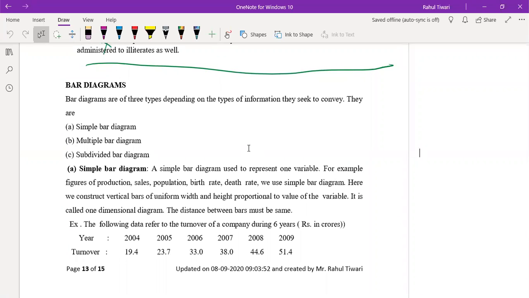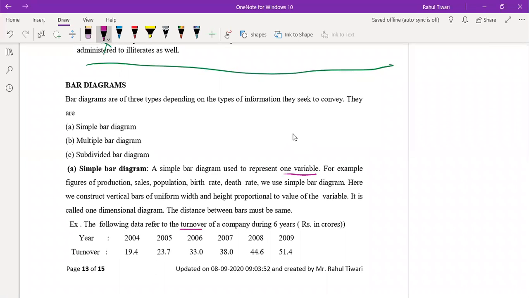The first one is the simple bar diagram. Now, what happens in a simple bar diagram? When you talk about a simple bar diagram, it represents only one variable. So when we have one variable, like in this example, the data refers to the turnover of a company. Maybe turnover regarding any materials or any productions like that during 6 years.